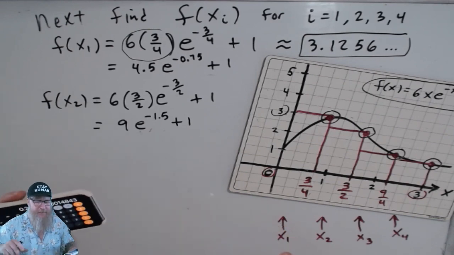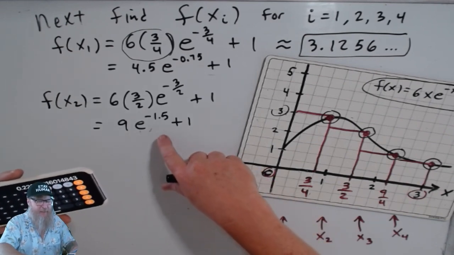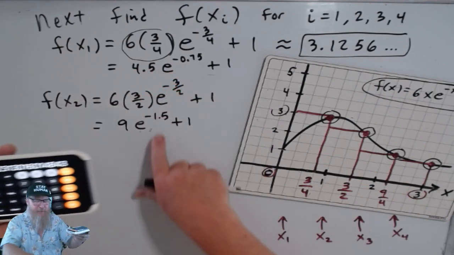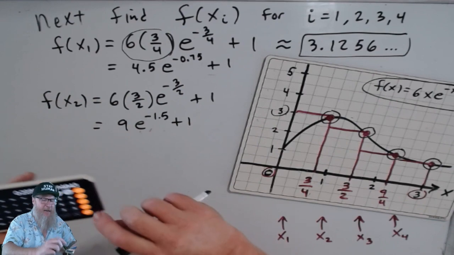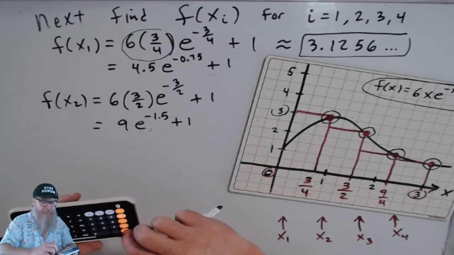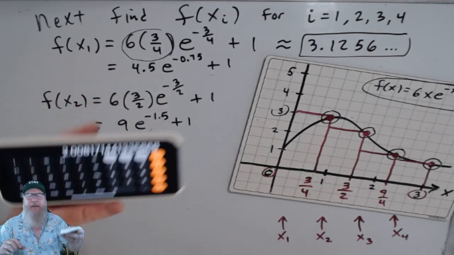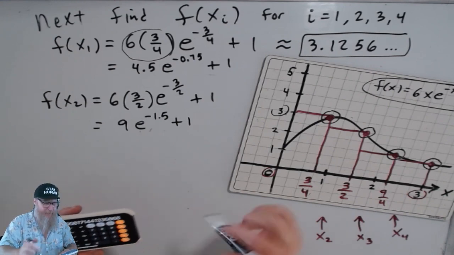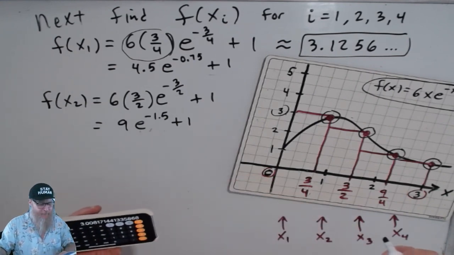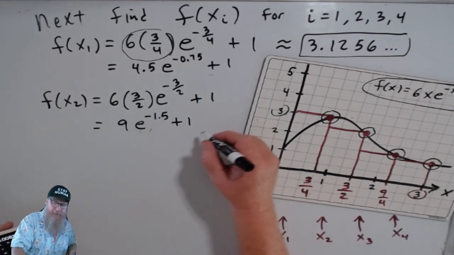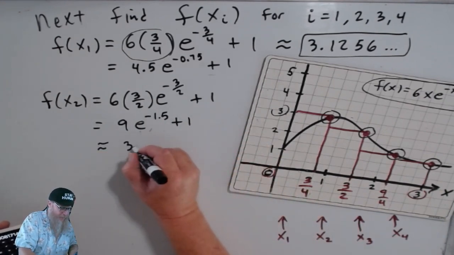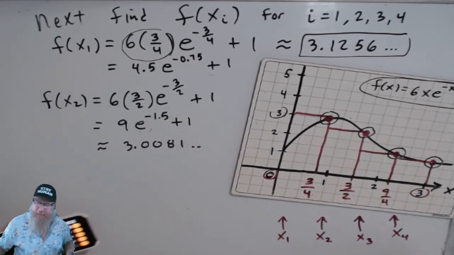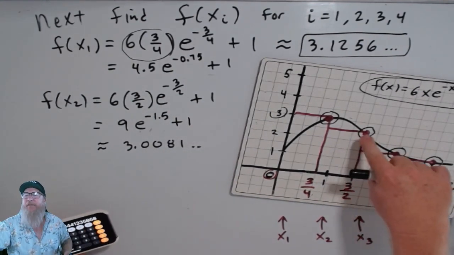So you get e to the negative 1.5, which is a decimal. That's just this part. And then times 9, and then plus 1. So this is going to be 3.0081. So my graph's a little off.